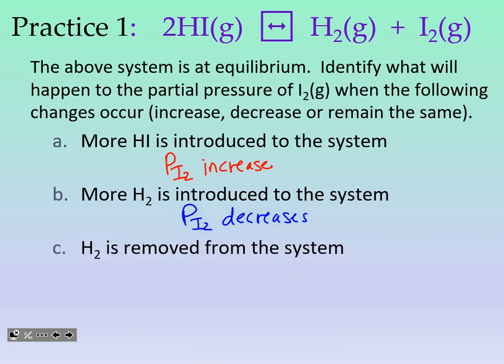How about if H2 is removed? Increase. Good. It will increase. Very good. If we remove H2, that means it's going to proceed towards the products. That means we're going to make more products, so the partial pressure of I2 should increase.